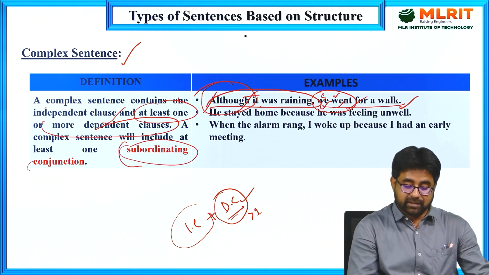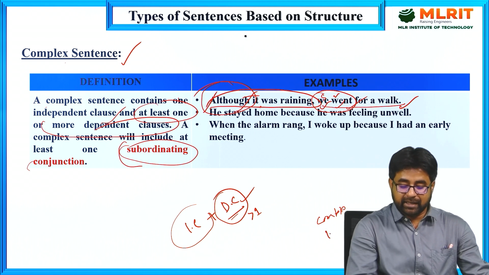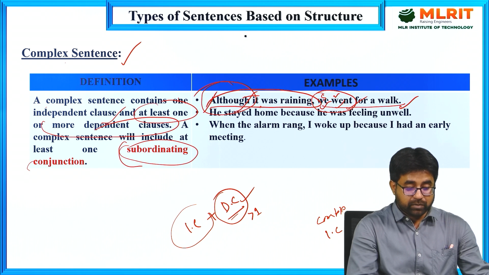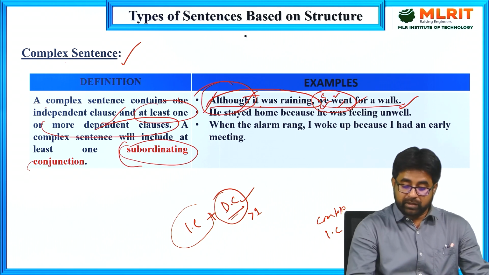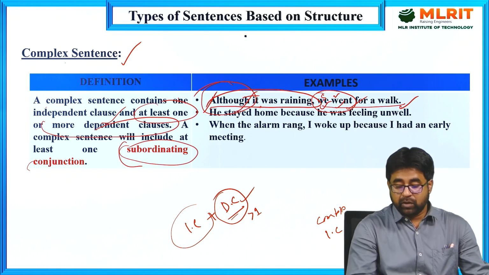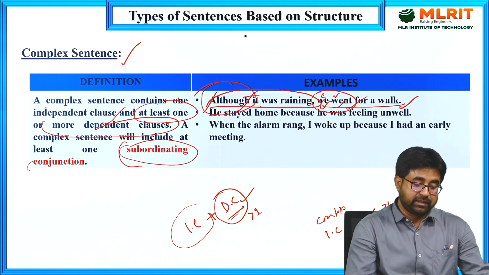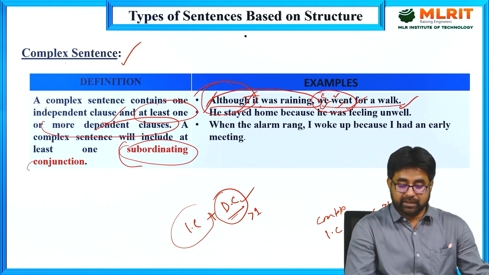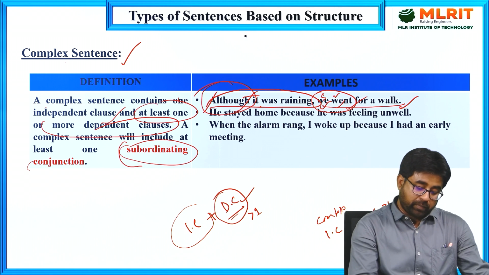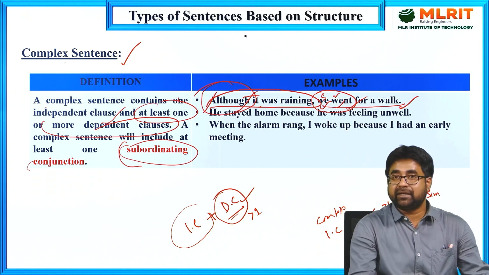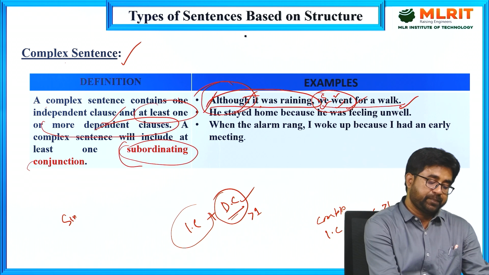So I hope it is clear now. What is a complex sentence? A complex sentence means one independent clause would be there, and along with that independent clause, at least one or more dependent clauses. Minimum one or more than one dependent clause would be there. That is the definition of a complex sentence. Fine. So compound sentence, simple sentence. What is a simple sentence? You can see what a simple sentence is.